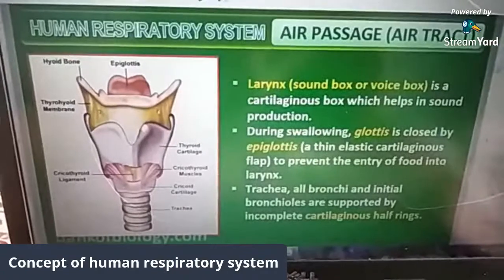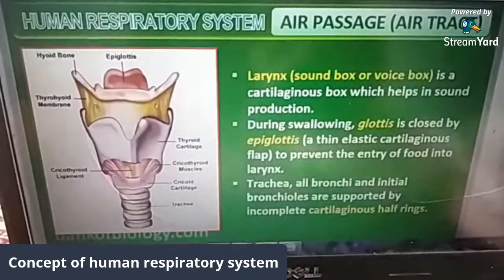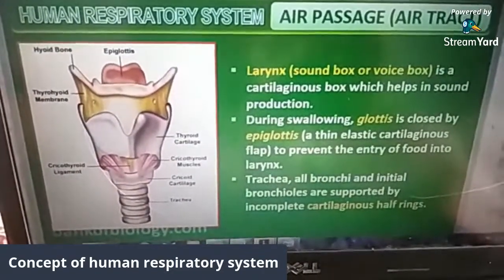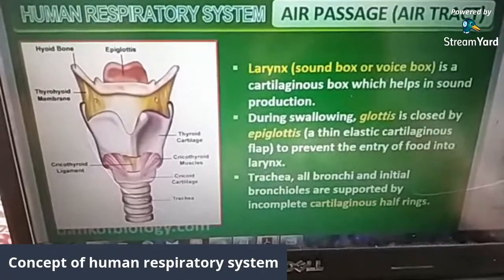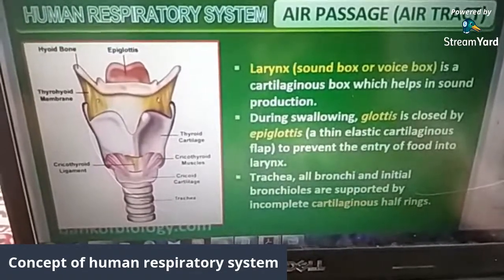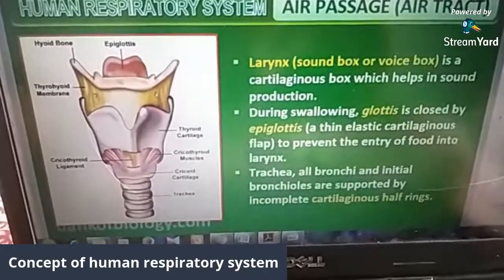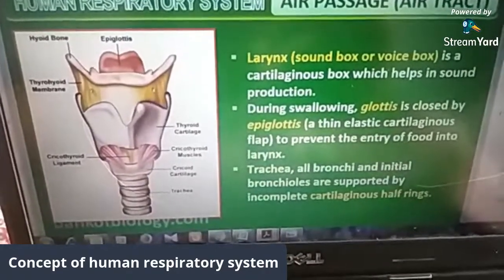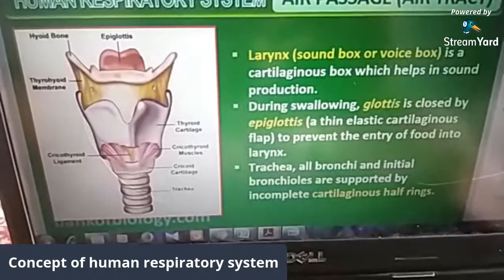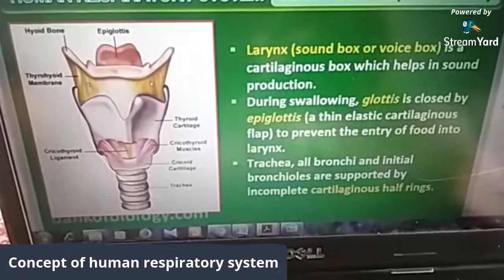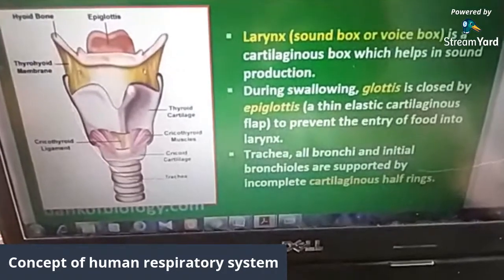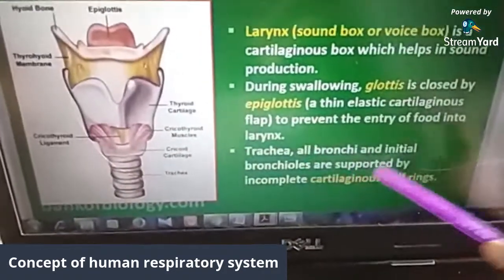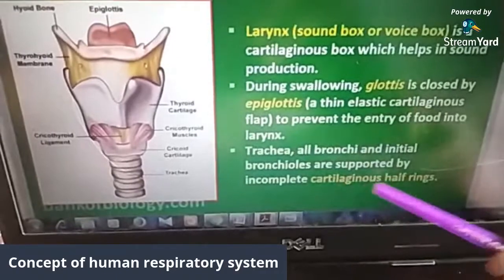What is the meaning of the larynx? The common term is the sound box or voice box. It's a cartilaginous box which helps in sound production. During swallowing, the glottis is closed by the epiglottis to prevent the entry of food into the larynx. The trachea, all bronchi and initial bronchioles are supported by incomplete cartilaginous rings.